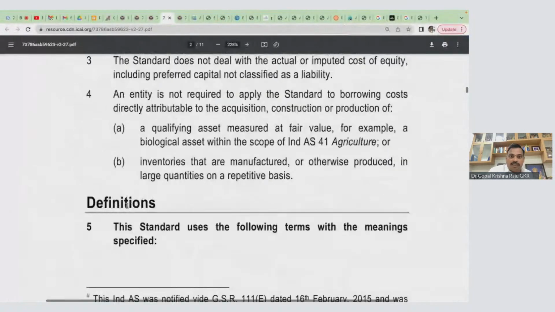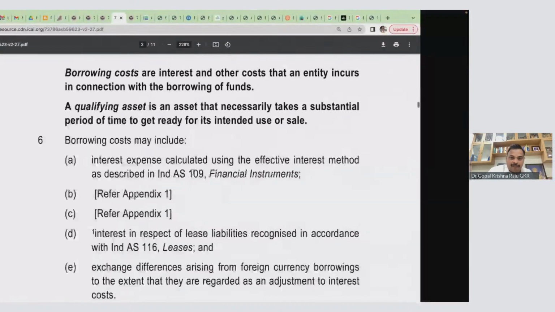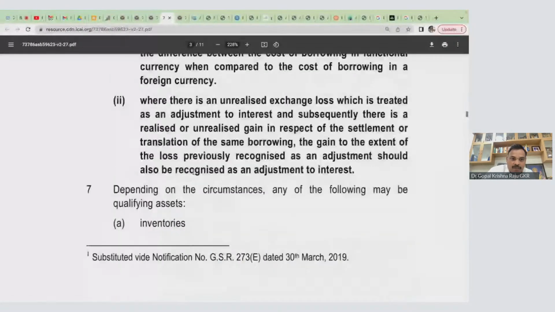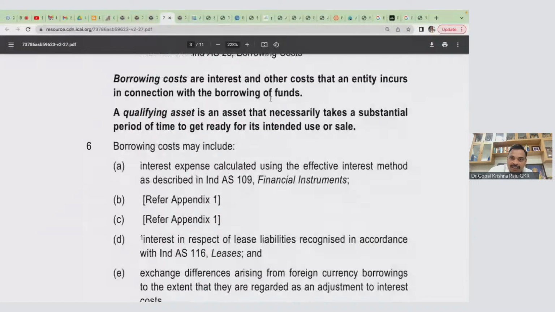Your cost. So what does the cost say? A qualifying asset forms part of the cost of the asset. Okay, so I'll now take you to 5.2. This is your 5.2. What does 5.2 say? That it necessarily takes a substantial period of time.